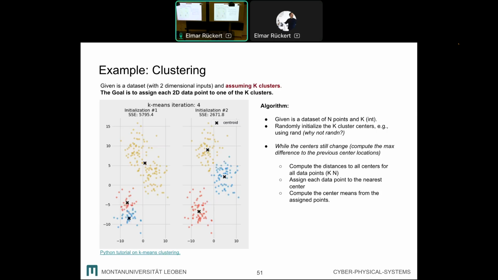You need to know how many clusters you have. For some examples, you know it. For others, you don't know it. So you have to play around with different numbers of clusters. And the second thing is you need to create these initial seeds. And if you have a very large space, maybe it's not just two-dimensional, maybe it's higher dimensional, then this algorithm does not work anymore very well.